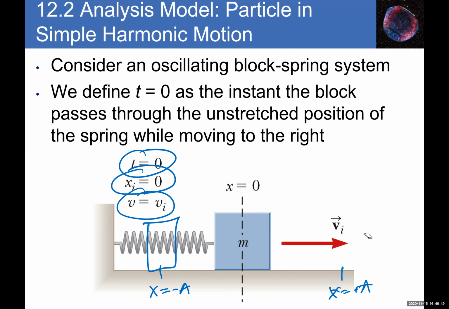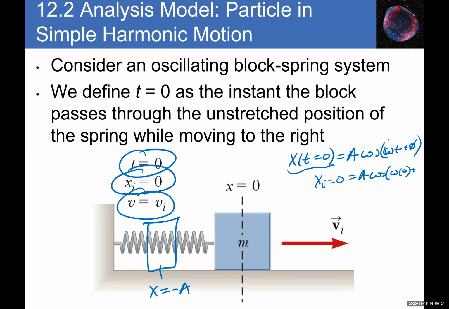Again, you can compress it to x equals negative a and let go, but not start the timer until it reaches equilibrium on its way to the right. That means what I have here is x at t equals 0, from the equation a cosine of omega t plus phi. Because t equals 0, x initial is 0, which equals a cosine of omega times 0 plus phi, which means 0 equals a cosine of phi.